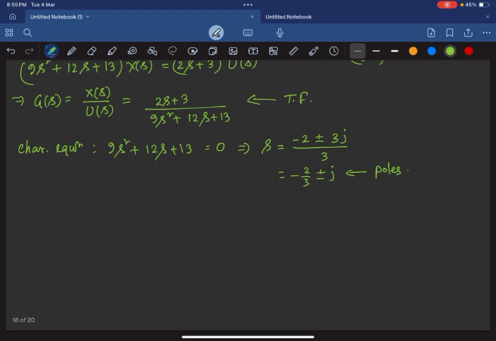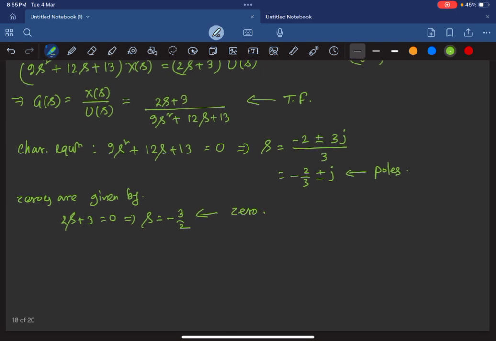And the zeros are given by 2s plus 3 equals 0. Now if you solve, s equals minus 3 by 2, this will be the zero. Only one zero for the given transfer function.